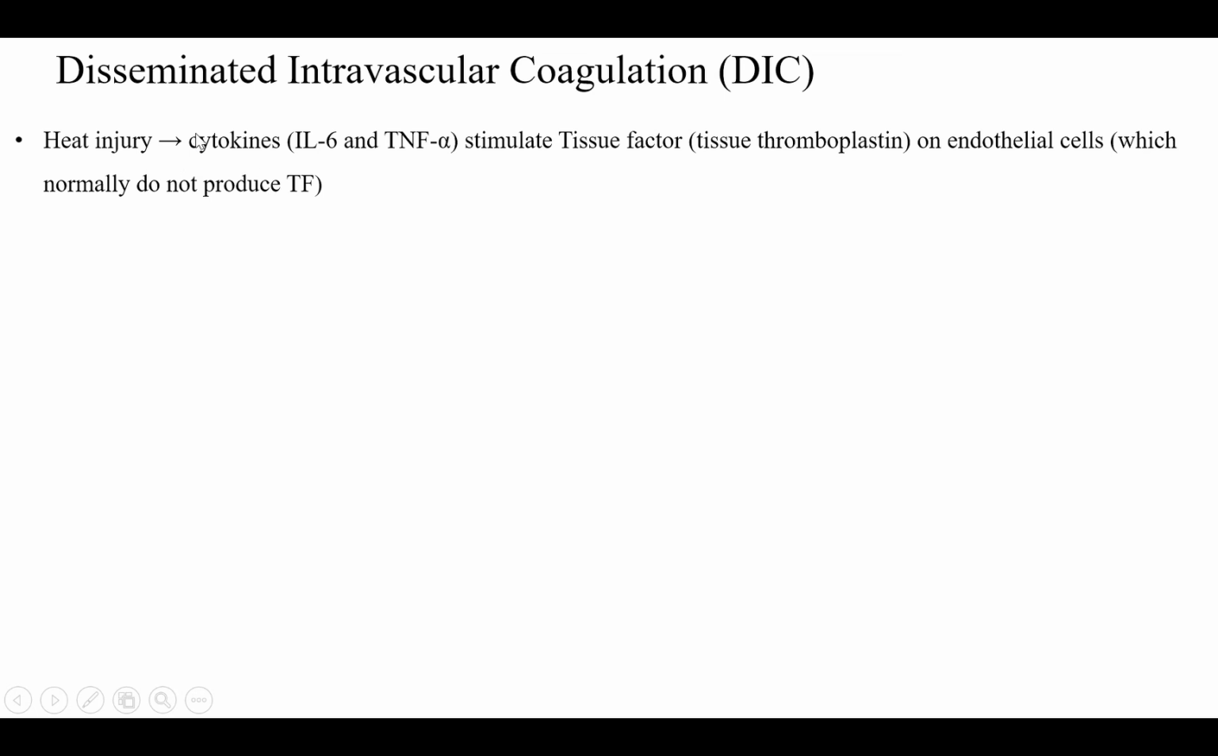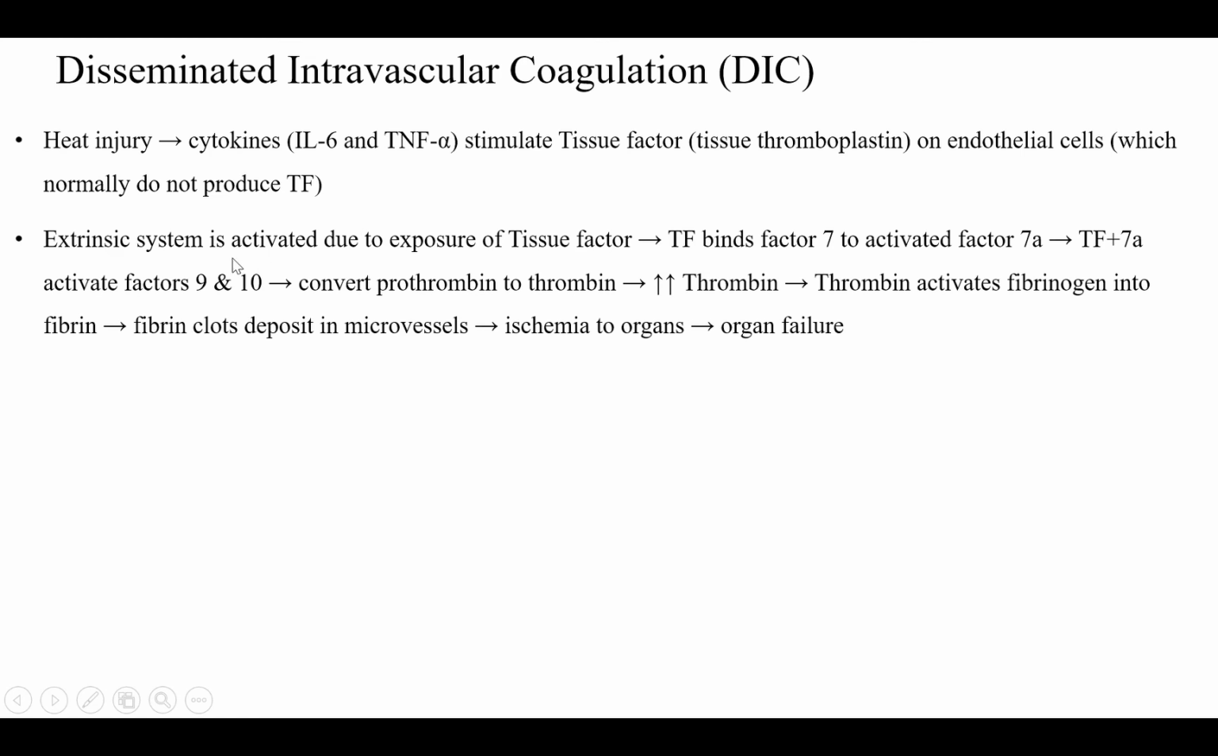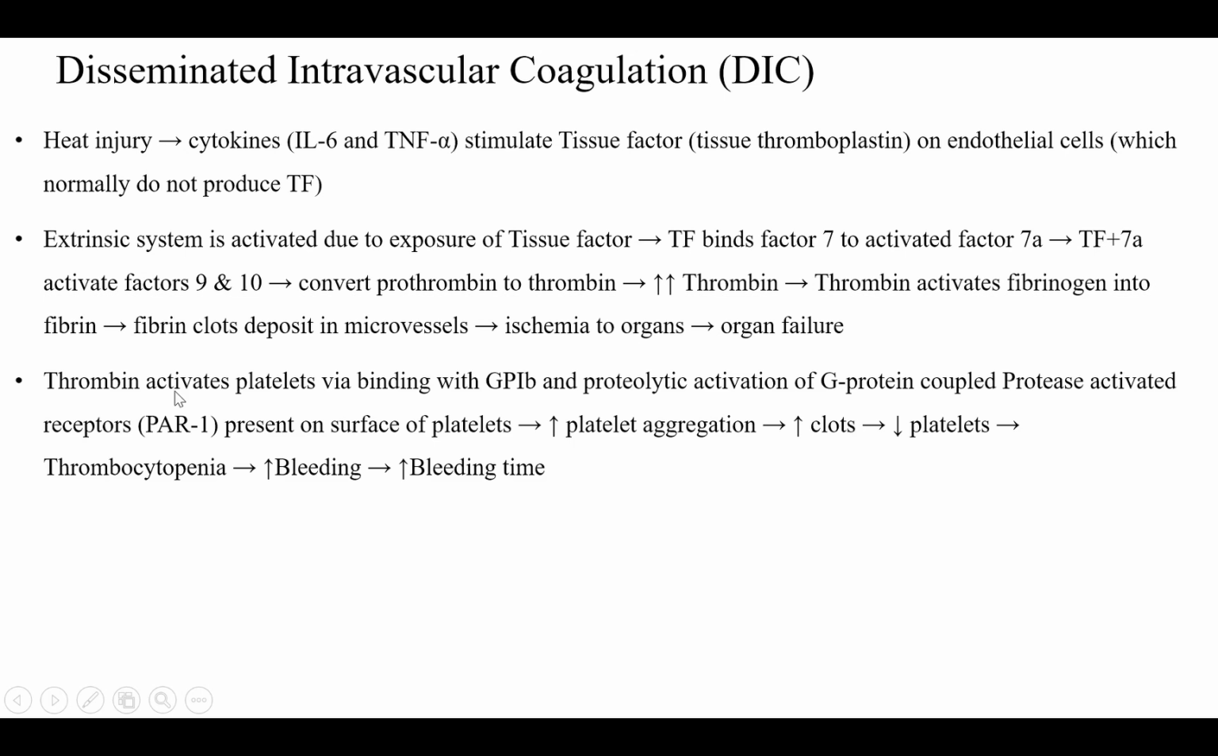We already talked about this, that heat injury stimulates tissue factor on endothelial surfaces. The extrinsic system is activated, and factor 7A gets activated. Increased thrombin production occurs, which activates fibrinogen into fibrin. Clots deposit in microvessels and cause organ failure.